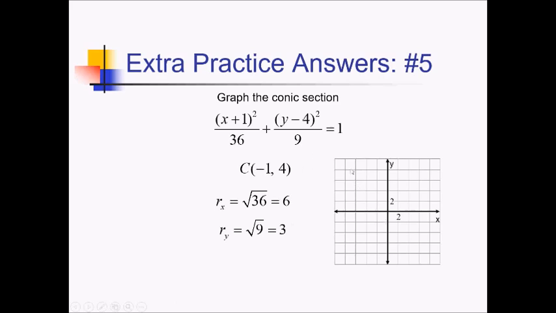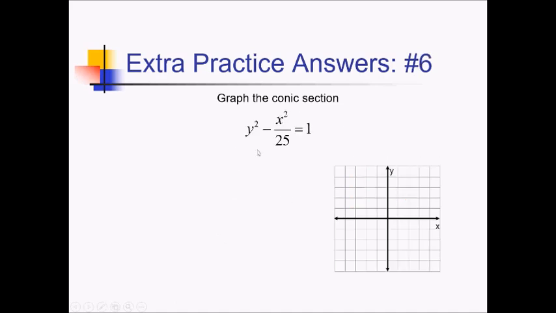So we have a center of negative 1, 4. That's going to be right about here. And we're going left 6, right 6, up 3, down 3, and then drawing the ellipse.